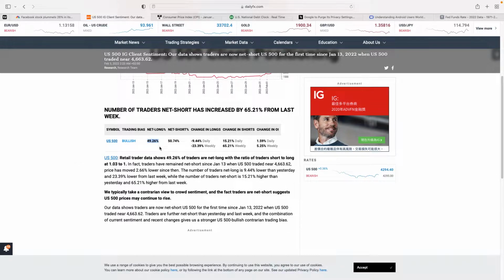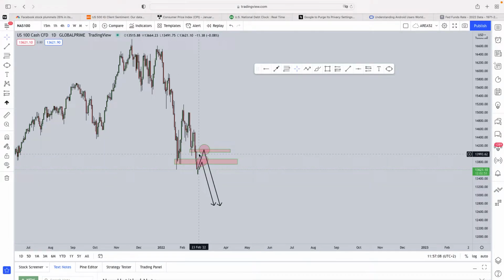Now, we can see, based off the latest report, we've got almost 50% of retail traders that are buying, and we also got about 50.74% of retail traders selling. Now, I always say that you want to be on the opposite side of what retail traders are doing. Because we got so many retail traders selling, you can definitely expect the pullback on the NASDAQ 100 before the continuation, because market makers always trade against retail traders in order to grab that liquidity to move to the downside.